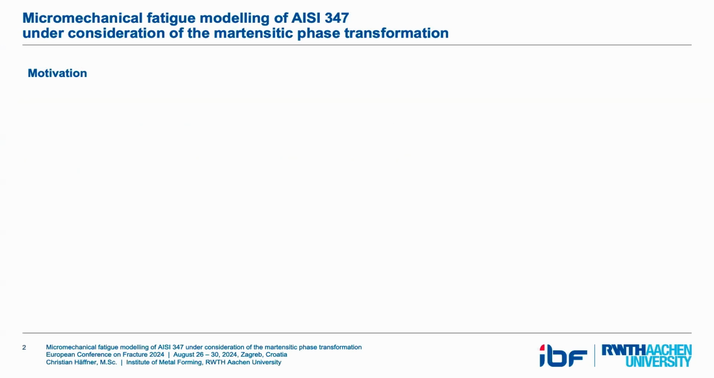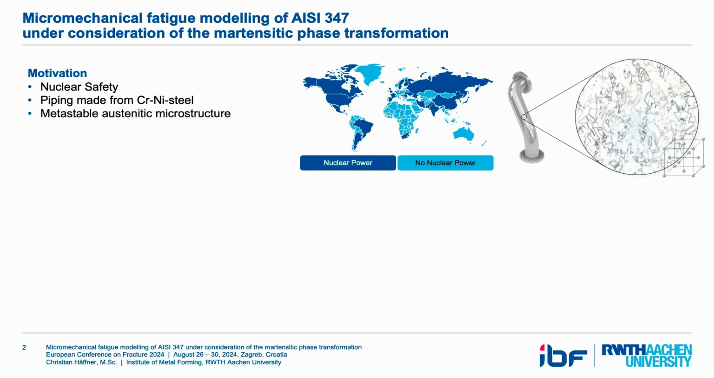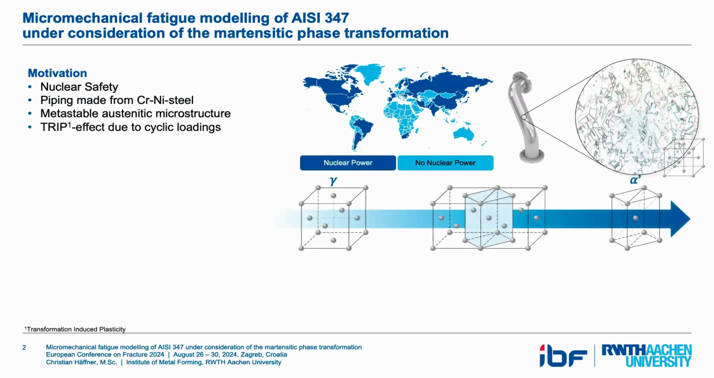So why is it actually important? You all know that worldwide, there are a lot of nuclear facilities in operation, so nuclear safety is a very big topic. In these power plants, the piping is usually made of chromium nickel steels, so stainless steels, to get rid of corrosion. However, it's an austenitic stainless steel, but at least in Germany, I'm sure of that, the austenitic microstructure is metastable. Metastable means actually the TRIP effect, so the load-induced phase transformation from austenite, which is FCC, to martensite, BCC, can happen under cyclic loadings or in loadings in general.